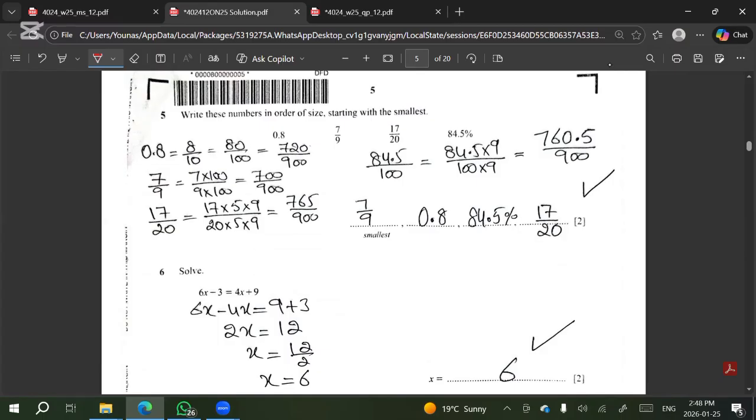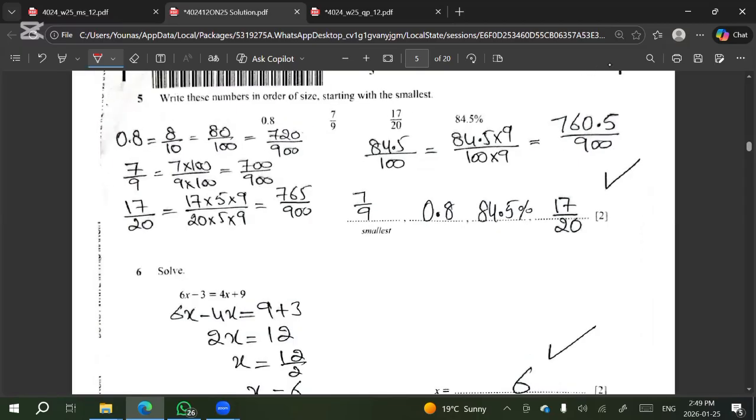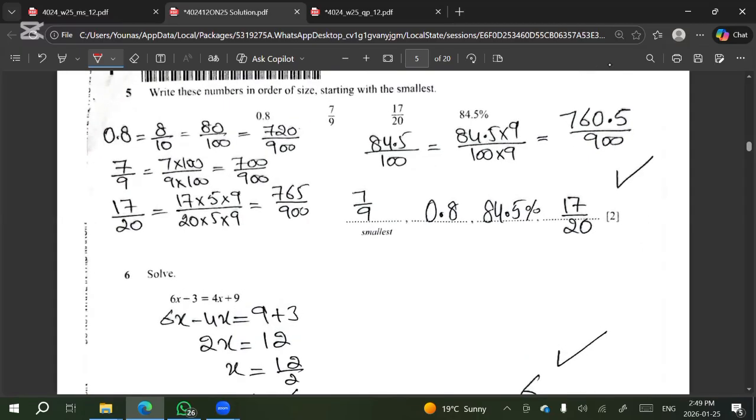When the denominator is the same, the number with the largest numerator will be the largest number. The number with the smallest numerator will be the smallest number. So 0.8 can be written as 8 by 10, and when you multiply with 10, it becomes 80 by 100.